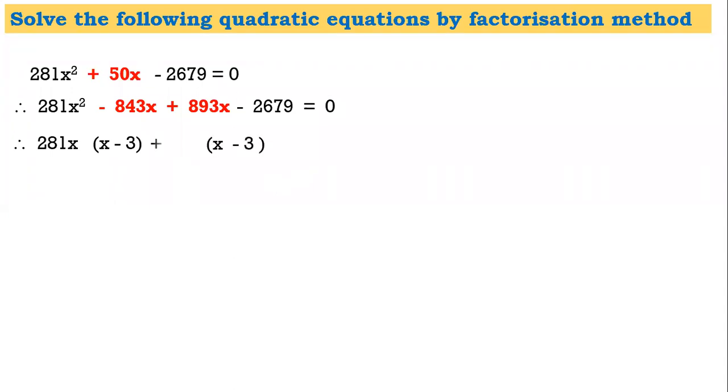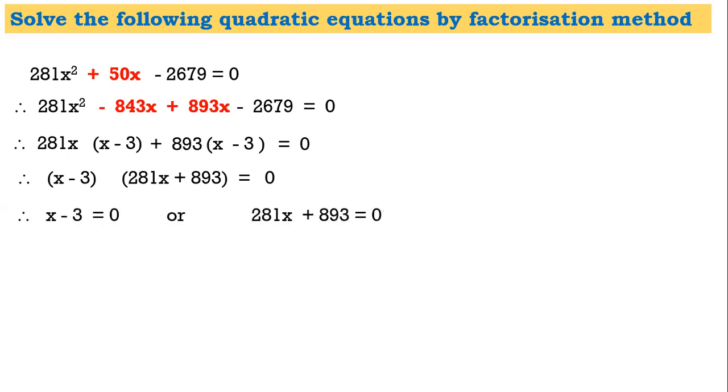So x minus 3 is common. What remains outside the bracket is 893 equal to 0. Now x minus 3 is once again common. What remains in the bracket is 281x plus 893. Now when the product of 2 brackets is 0, at least one bracket has to be 0. So x minus 3 is 0, or 281x plus 893 is 0.